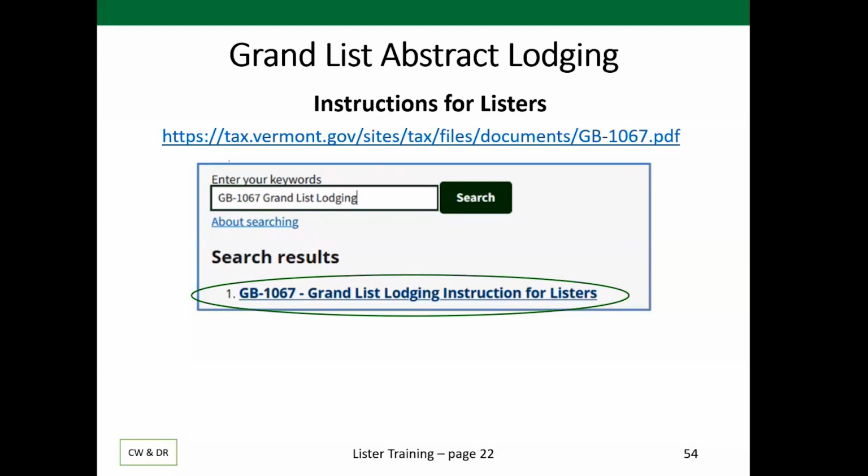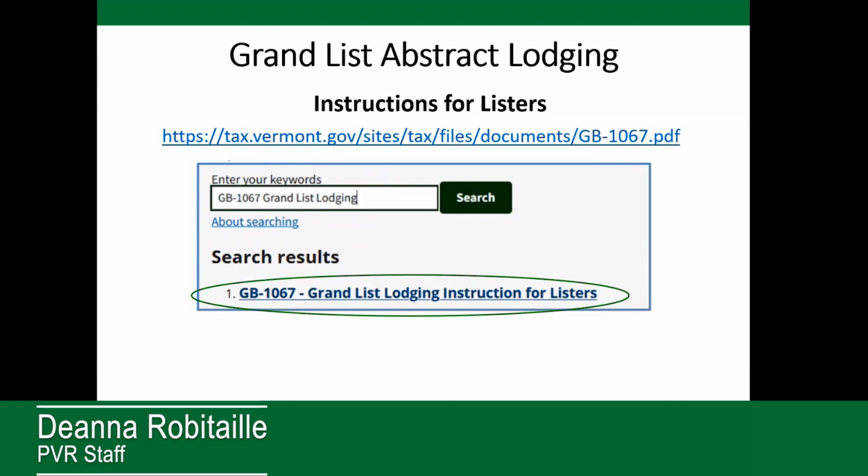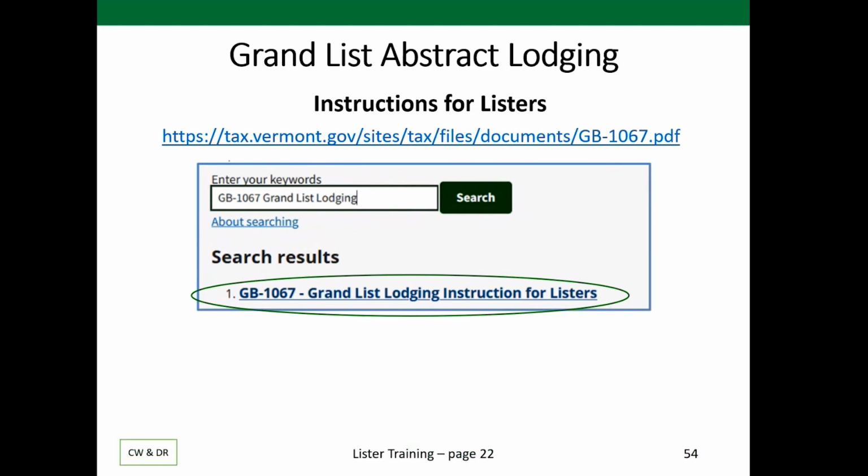We have a very well-rounded, fully in-depth lodging grand list instructions for listers on our website. It's GB 1067. The GB stands for Guide Bulletin. You'll notice that a lot of our documentation start with those letters. And if you go to our website, you could type in GB-1067, or you could type in Grand List Lodging Instructions. That query is pretty intuitive to help you find what you're looking for.